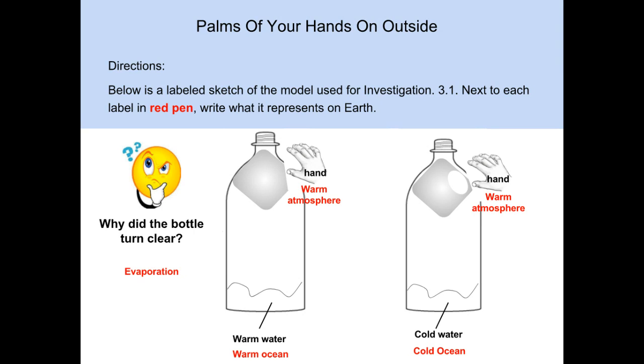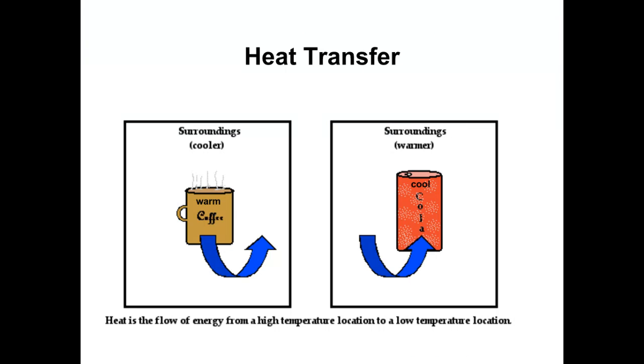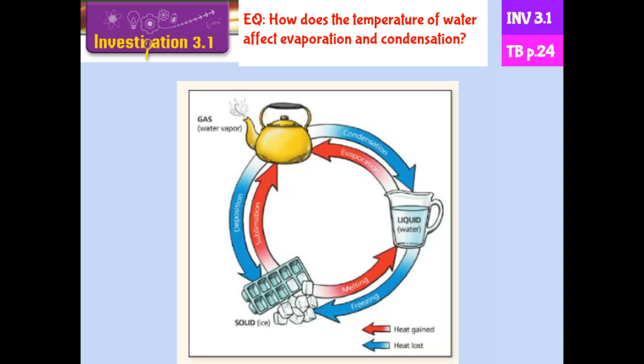Well, evaporation happened. Your warm hands caused those little water droplets to warm up a little bit, and those evaporated back into the atmosphere of your bottle. It's called heat transfer. So heat transfer is when the surrounding areas cause an object to warm or cool, and that causes the heat, which is a flow of energy from a high temperature location to a low temperature. So that heat transfer caused the condensation to turn back into evaporation.